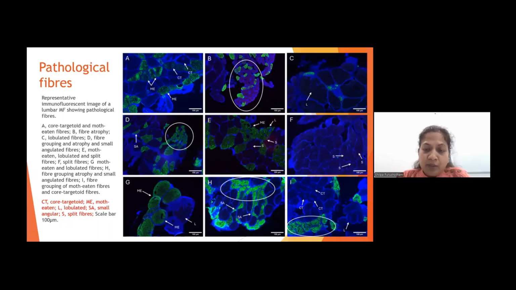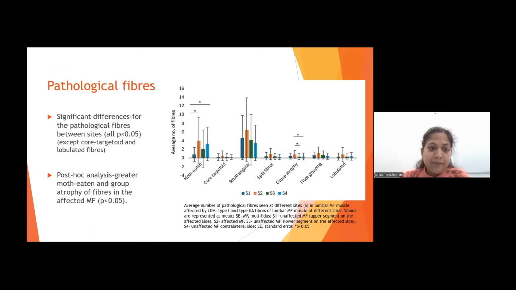But when these pathological fibers were quantified, we found a significant difference between the sites, and this significance was greater for the affected sample. So the affected multifidus site had greater moth-eaten fibers and group atrophy of fibers, indicating severe axonal injury and the effect of the nerve compression on the muscle fiber.